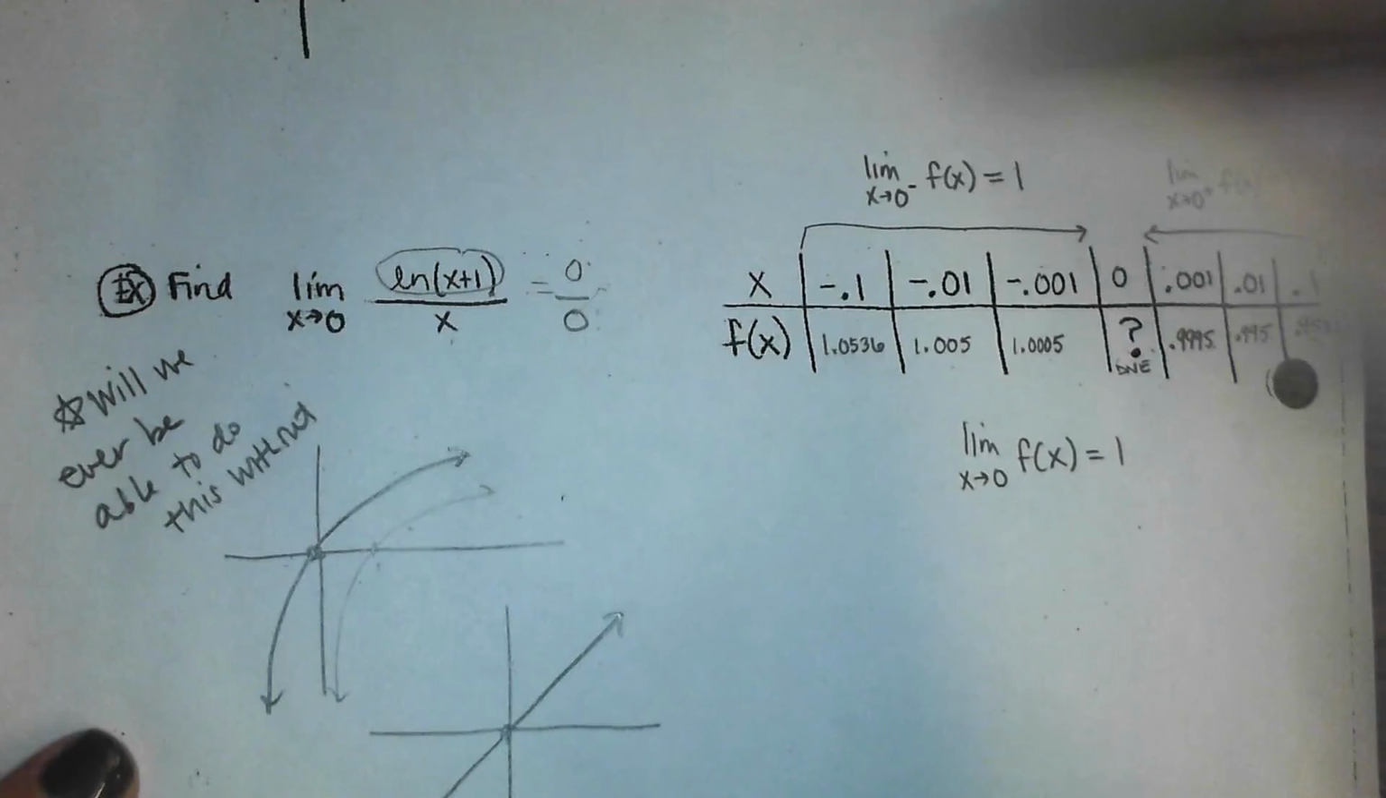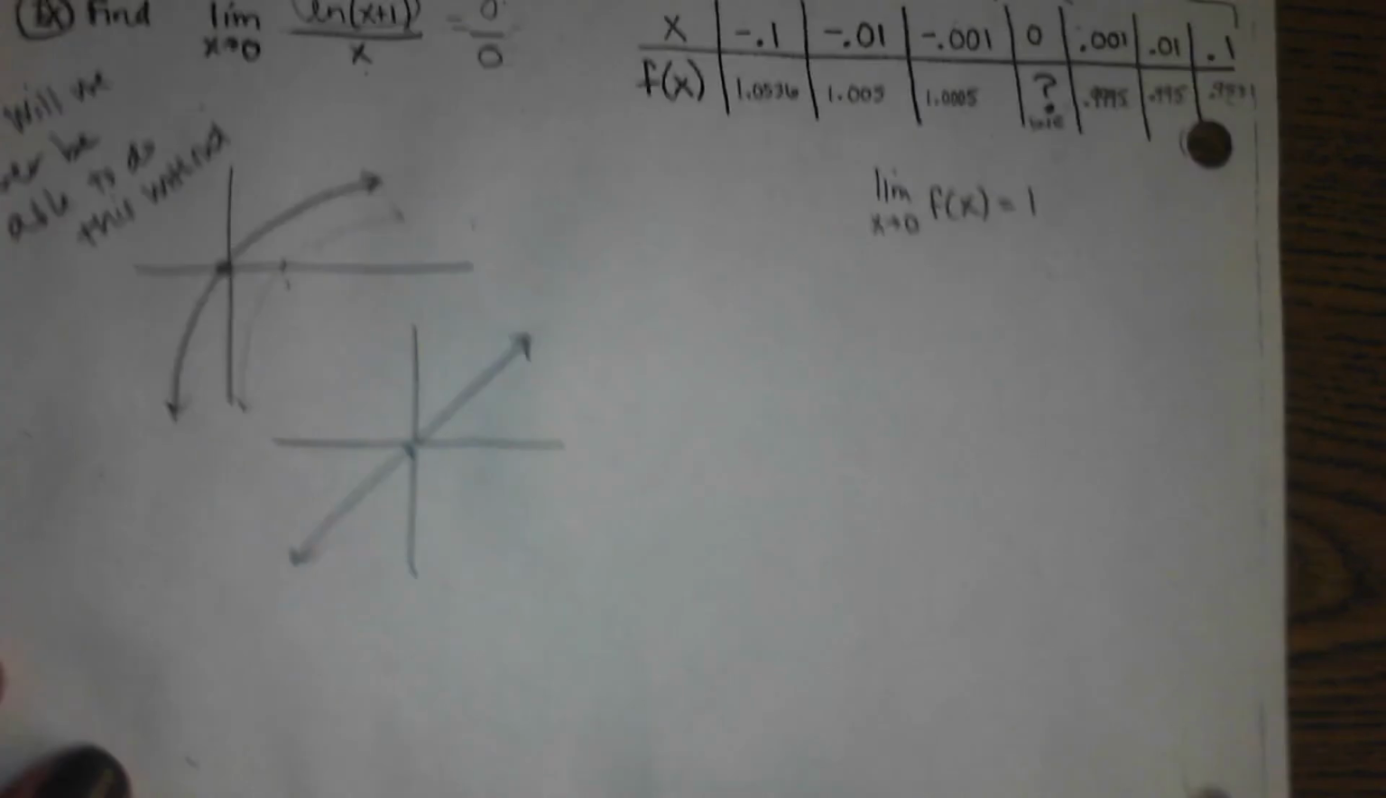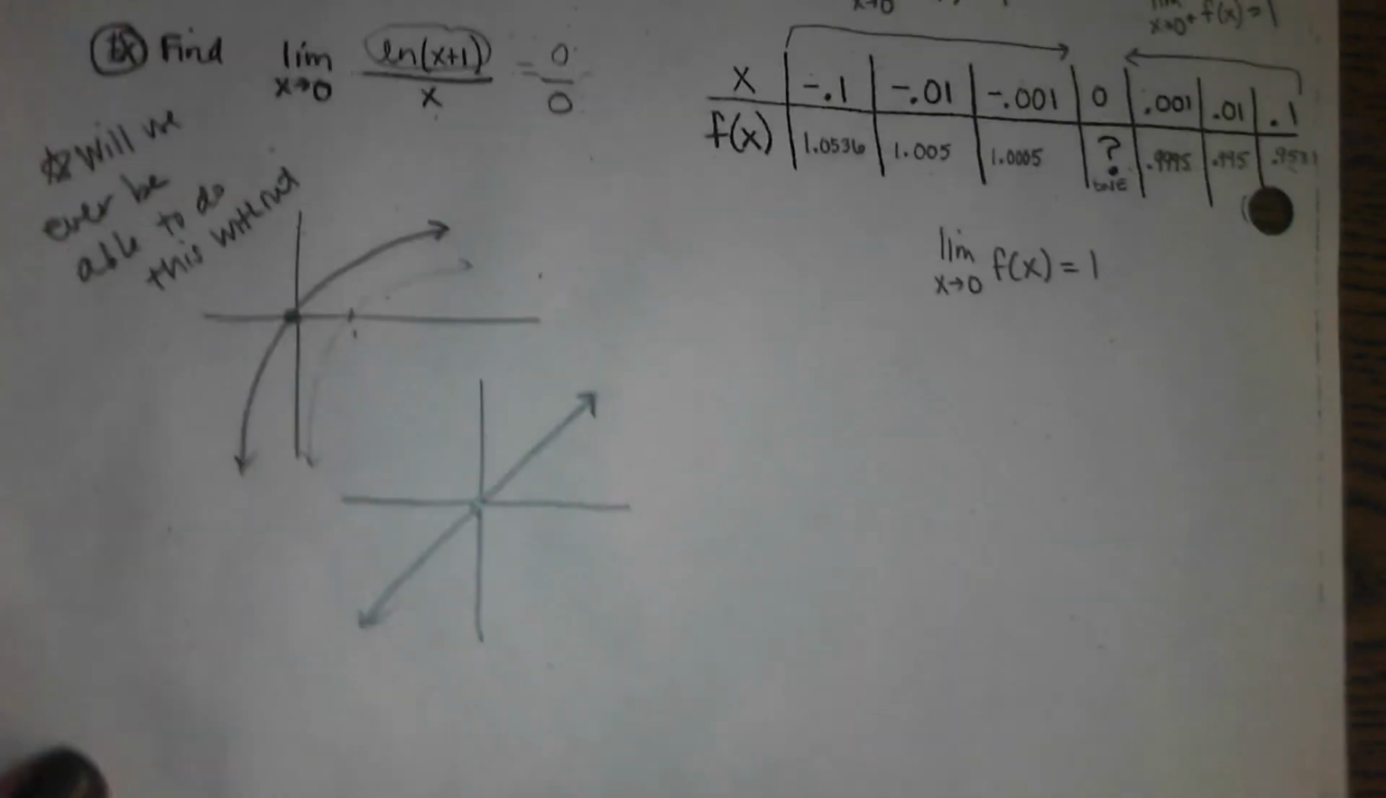Okay, so your homework is page 72, 1 through 25 odds, and again, obviously that's out of your new textbook.